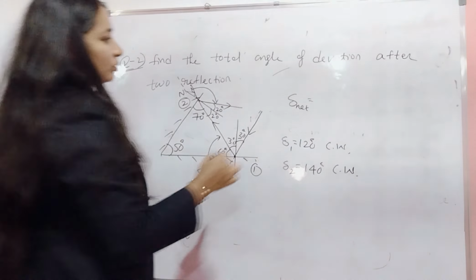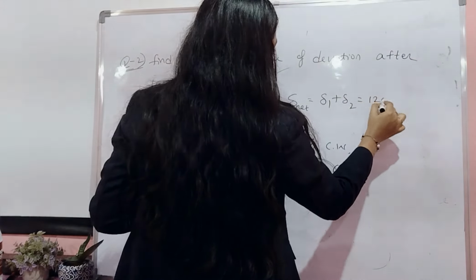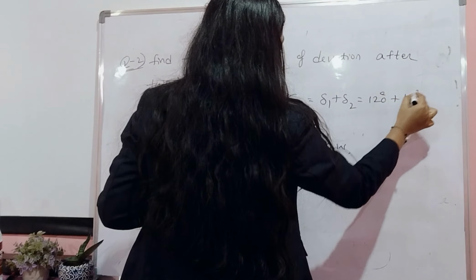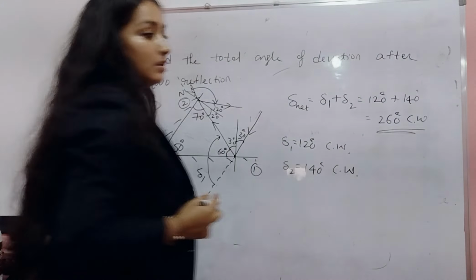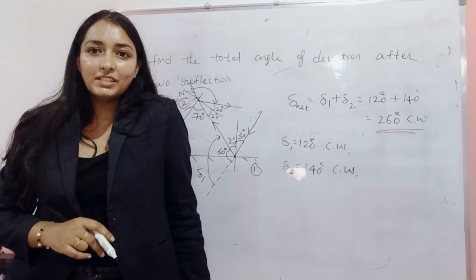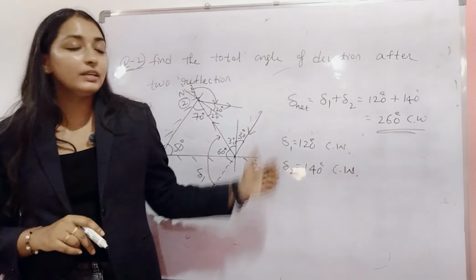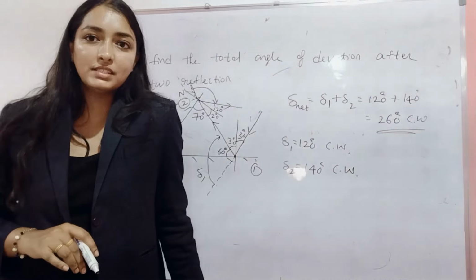So then what is the total angle of deviation? Delta 1 plus delta 2, that is 120 plus 140, it will be 260 degrees in the clockwise direction. Clear? So how many of you got this answer? Let me know in the comment section. Okay, so what is the net angle of deviation? 260 degrees in the clockwise direction.